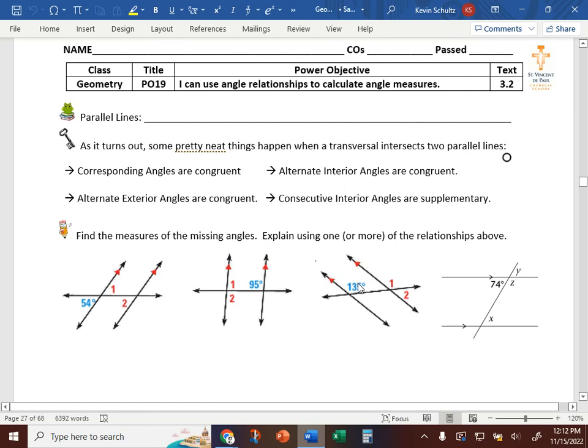Today in geometry, we are going on to PO19, which talks more in depth about those corresponding, alternate interior, alternate exterior, consecutive interior angle relationships. Only now we see their applications. We are shifting from just a transversal and two lines to a transversal specifically with two parallel lines, because when you have parallel lines with a transversal, you get a whole bunch of cool relationships.